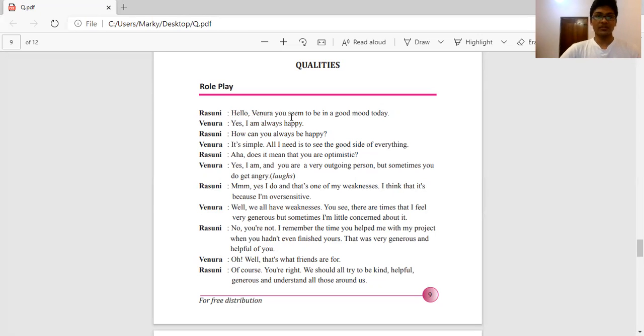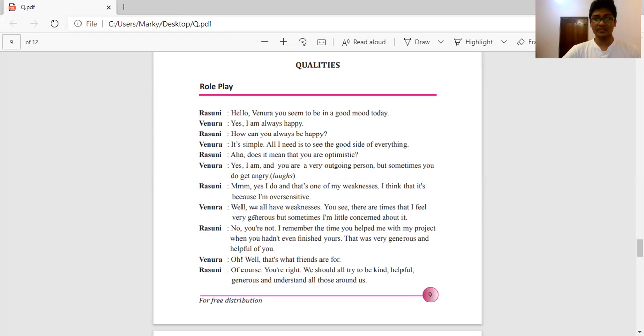Hello, Benura, you seem to be in a good mood today. Benura: Yes, I'm always happy. Rasuni: How can you always be happy? Benura: It's simple. All I need is to see the good side of everything. Rasuni: Aha, does it mean that you are optimistic? Benura: Yes, I am. And you are a very outgoing person, but sometimes you do get angry. Rasuni: Yes, I do, and that's one of my weaknesses. I think that it's because I'm oversensitive. Benura: Well, we all have weaknesses.